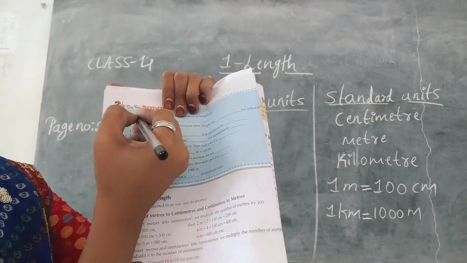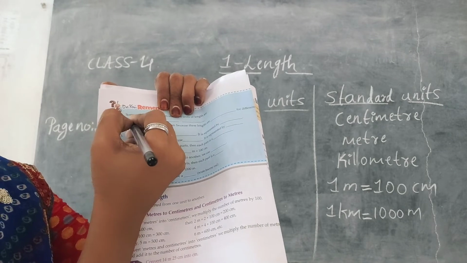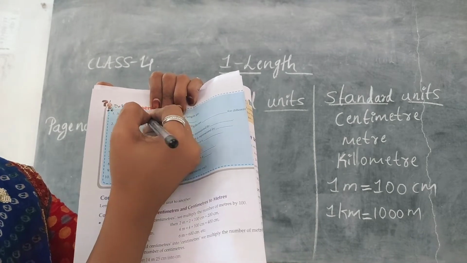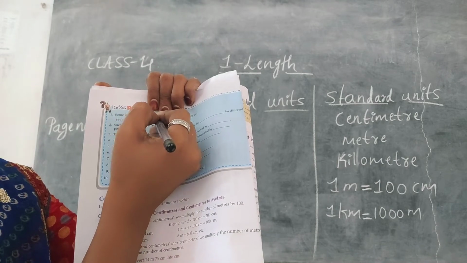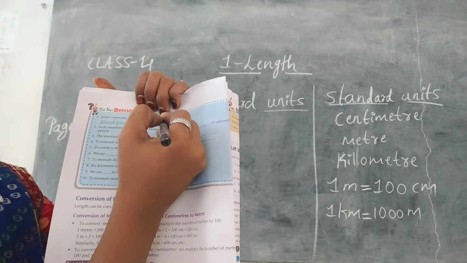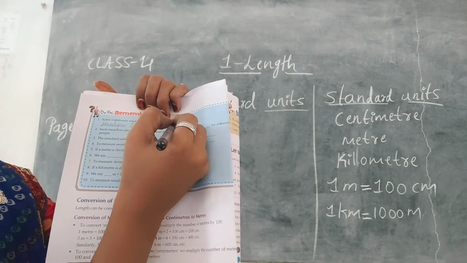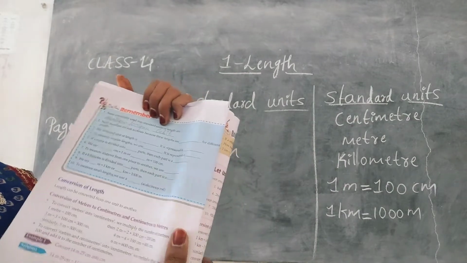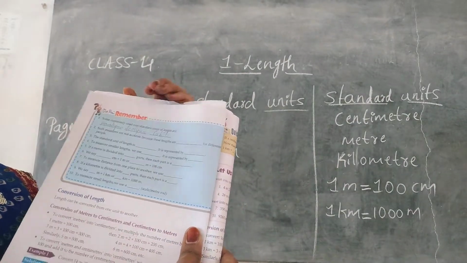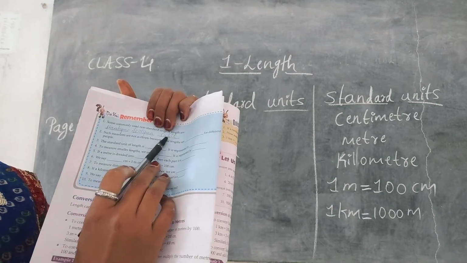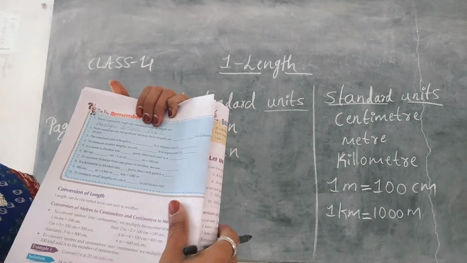Hand span, foot span, then cubit. Here they have given only three blanks, so write only three non-standard units: hand span, foot span and cubit.